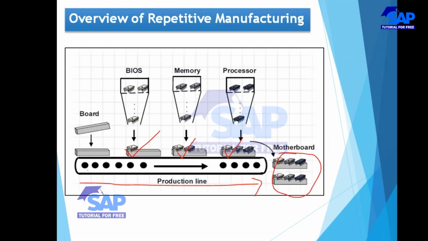You keep on always producing the same motherboard. Your materials continuously pass through this production line, and ultimately you get the motherboard. There is no question of producing the product on this machine, then waiting for some time, and again starting on the next machine and waiting again. The materials continuously pass through the line, and ultimately you get the finished product. In these kinds of scenarios you will apply repetitive manufacturing.